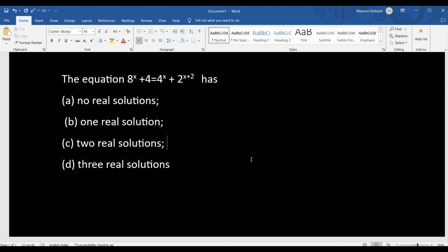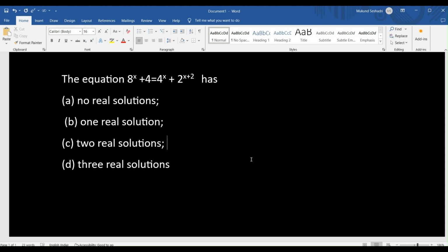Today we have an interesting problem in front of us. This problem appeared in one of the Oxford Mathematics Admission Test examinations. Let's see how to go about solving this problem.